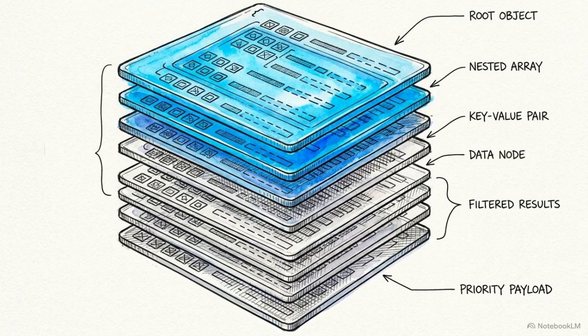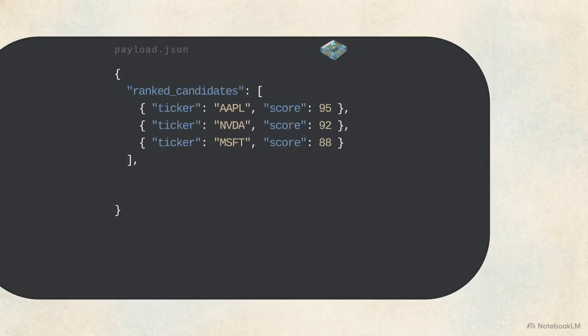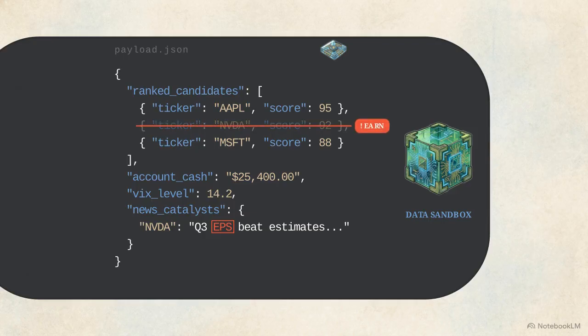In Phase 4, the system takes the top-ranked candidates and hands them off to a large language model for qualitative analysis. The script constructs a JSON payload with ranked candidates, account cache, and the VIX index. It injects recent news headlines directly into the block. If keywords like EPS are detected, the ticker flashes an earn tag, blocking the AI to protect against earnings risk.